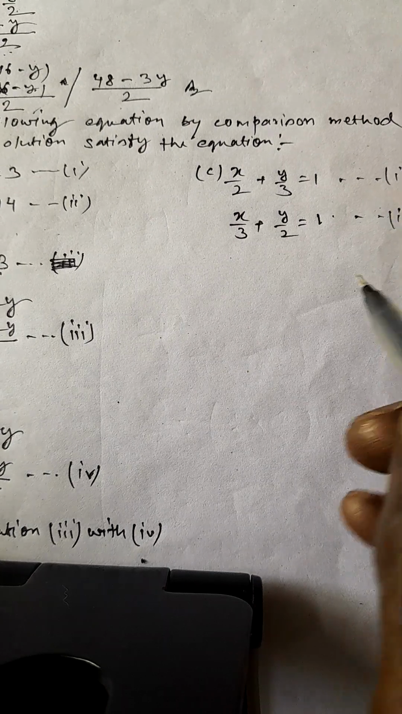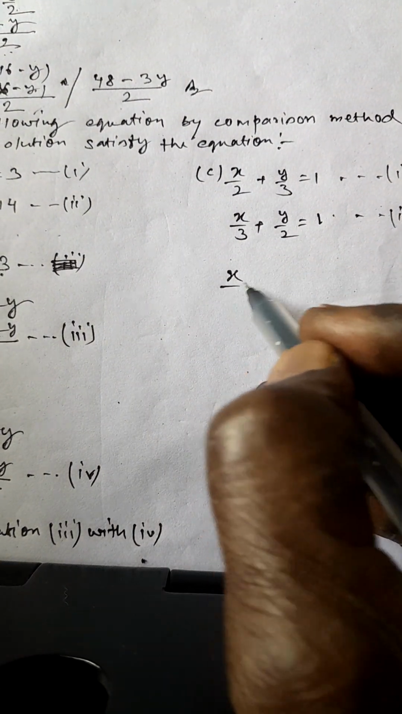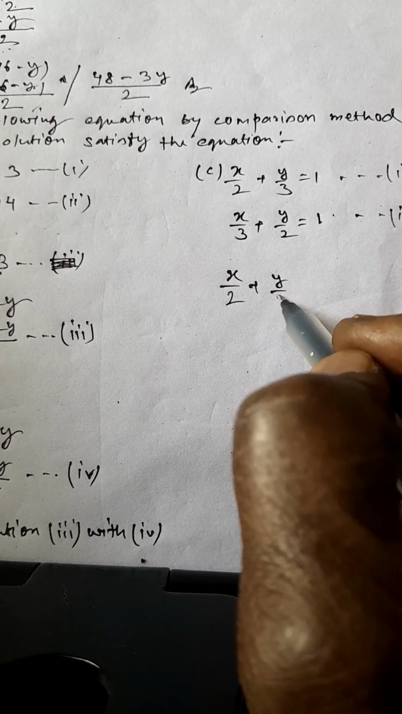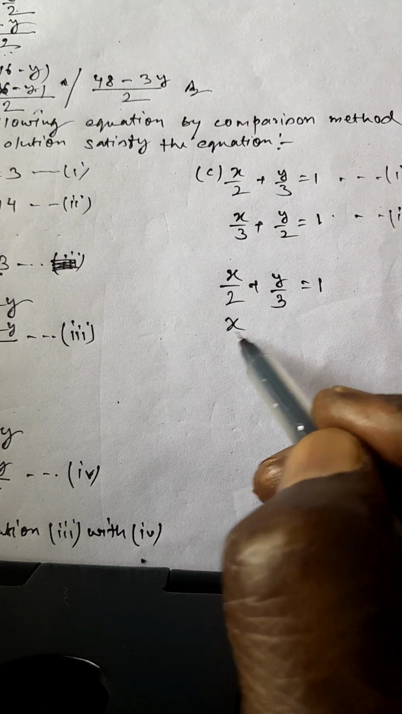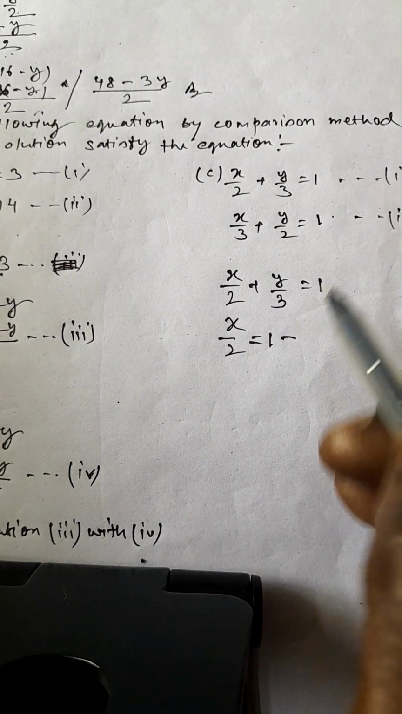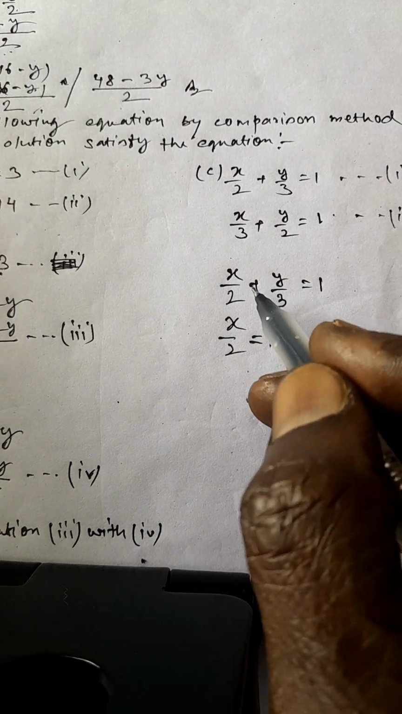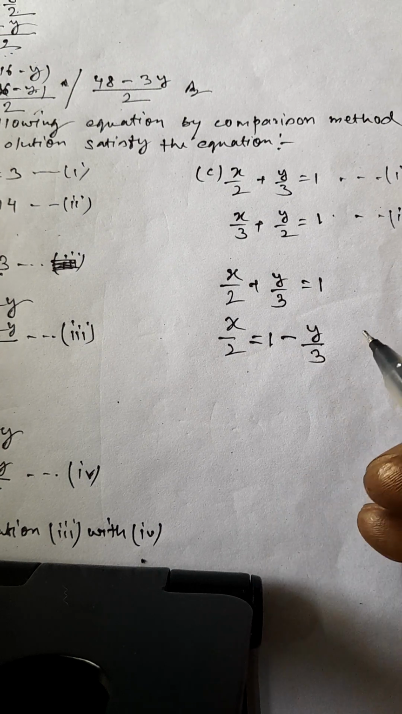Okay, so now solve the question with the same process. This is x upon 2 plus y upon 3 equals 1. So keep x upon 2 here and take y upon 3 to the right hand side, then instead of plus it will be converted into minus y upon 3.